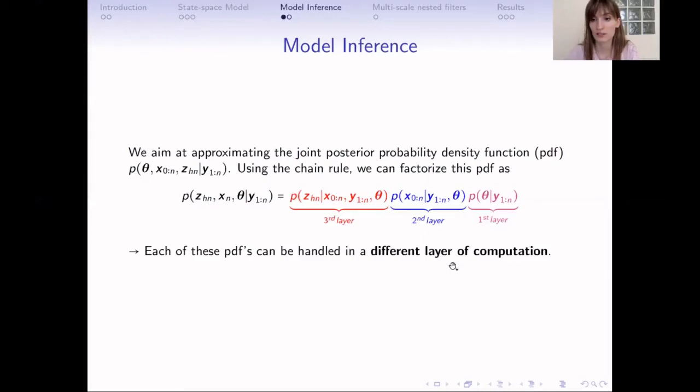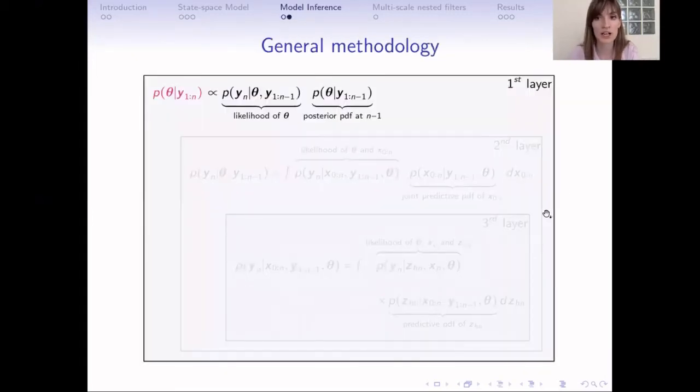So maybe the most difficult thing would be to compute the posterior of theta, because we only observe the states x and z. With this scheme, I'm going to explain how to do it. In the first layer, we need to compute this, which can be written as the product of the likelihood of theta and the posterior PDF of theta at the previous time step.